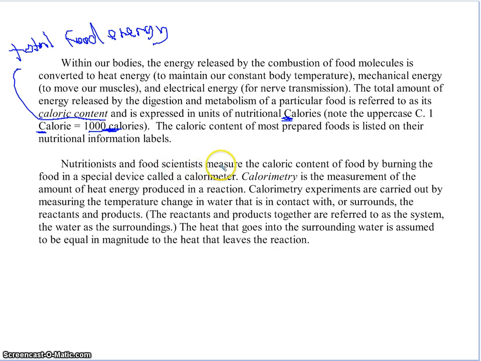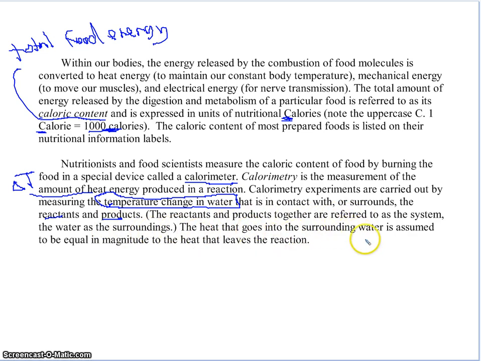Nutritionists and food scientists measure the caloric content of food by burning the food in a special device called a calorimeter. If you're still confused after this, you should look up YouTube on calorimeter, or calorimetry. Calorimetry is the measurement of the amount of heat energy produced in a reaction. Calorimetry experiments are carried out by measuring the temperature change in water. So that is delta T, that is in contact with or surrounds the reactants and products. The reactants together are referred to as a system, the water is the surroundings.